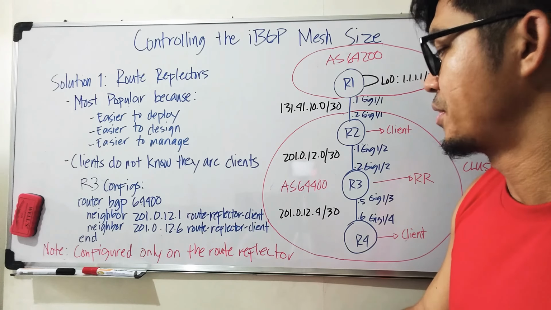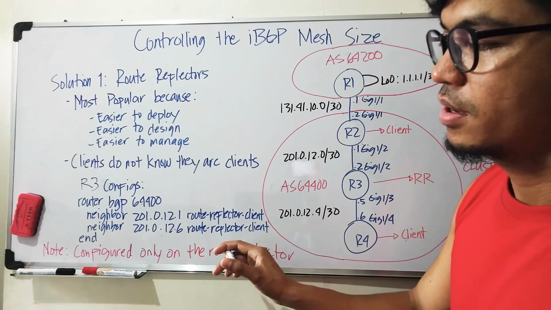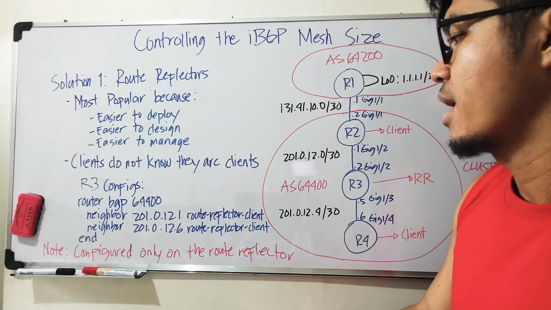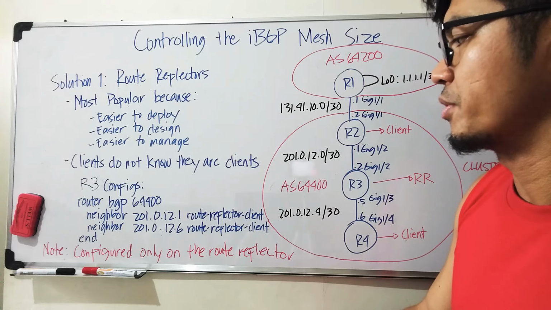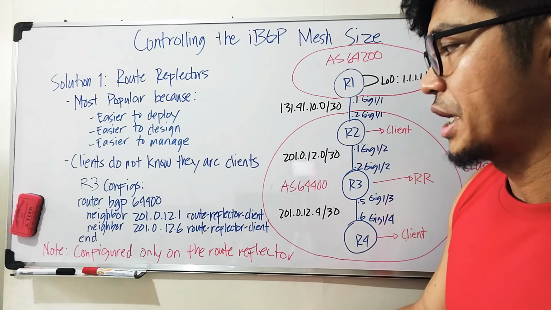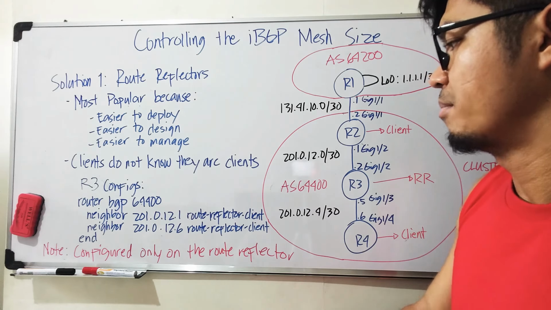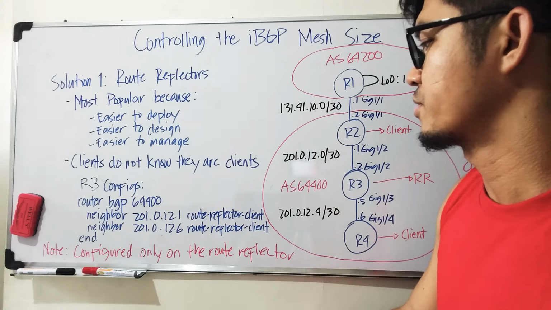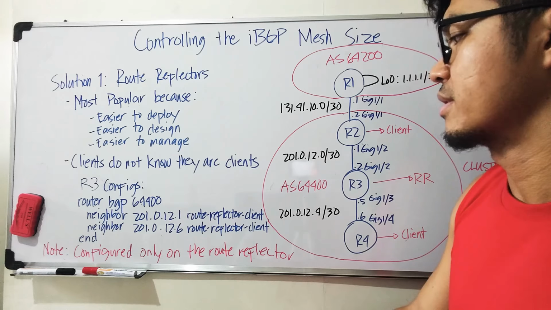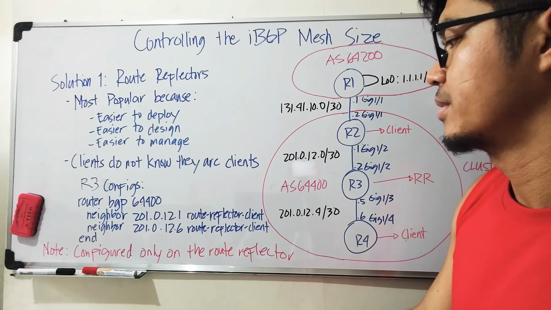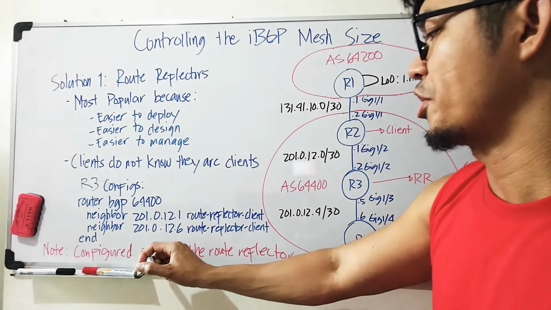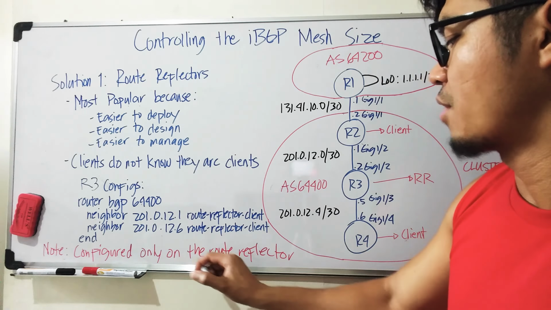And of course, this is just the actual route reflector configuration. You also need the other configurations like the network statements and other neighbor statement configurations, but I'm just showing here the route reflector configuration itself. And note, like I said earlier, it's configured only on the route reflector.